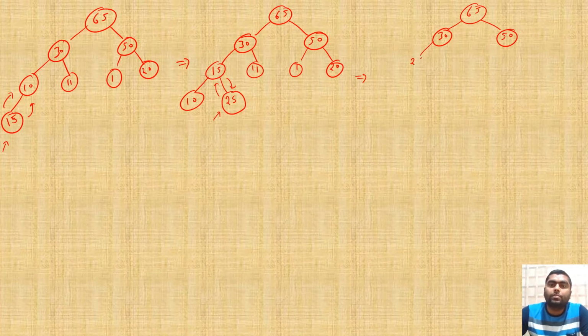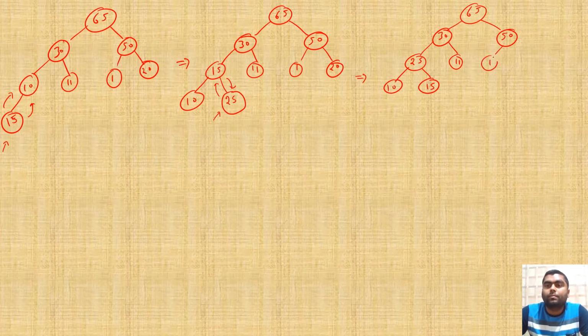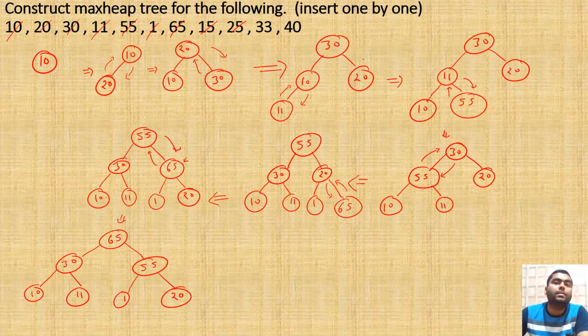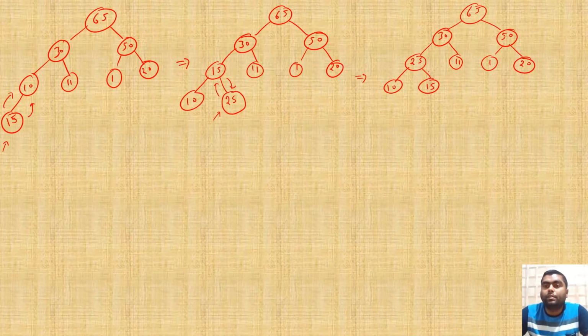So it is 25, left is same, it is 10, and the right value is interchanged, so it is 25, not 25, it is 15. Okay, 25 and 15 have interchanged. 11, and this left is 1, and right is what? Right is 20. Okay, anything else? Yeah, 33. So what about 33? 33 will come over here.